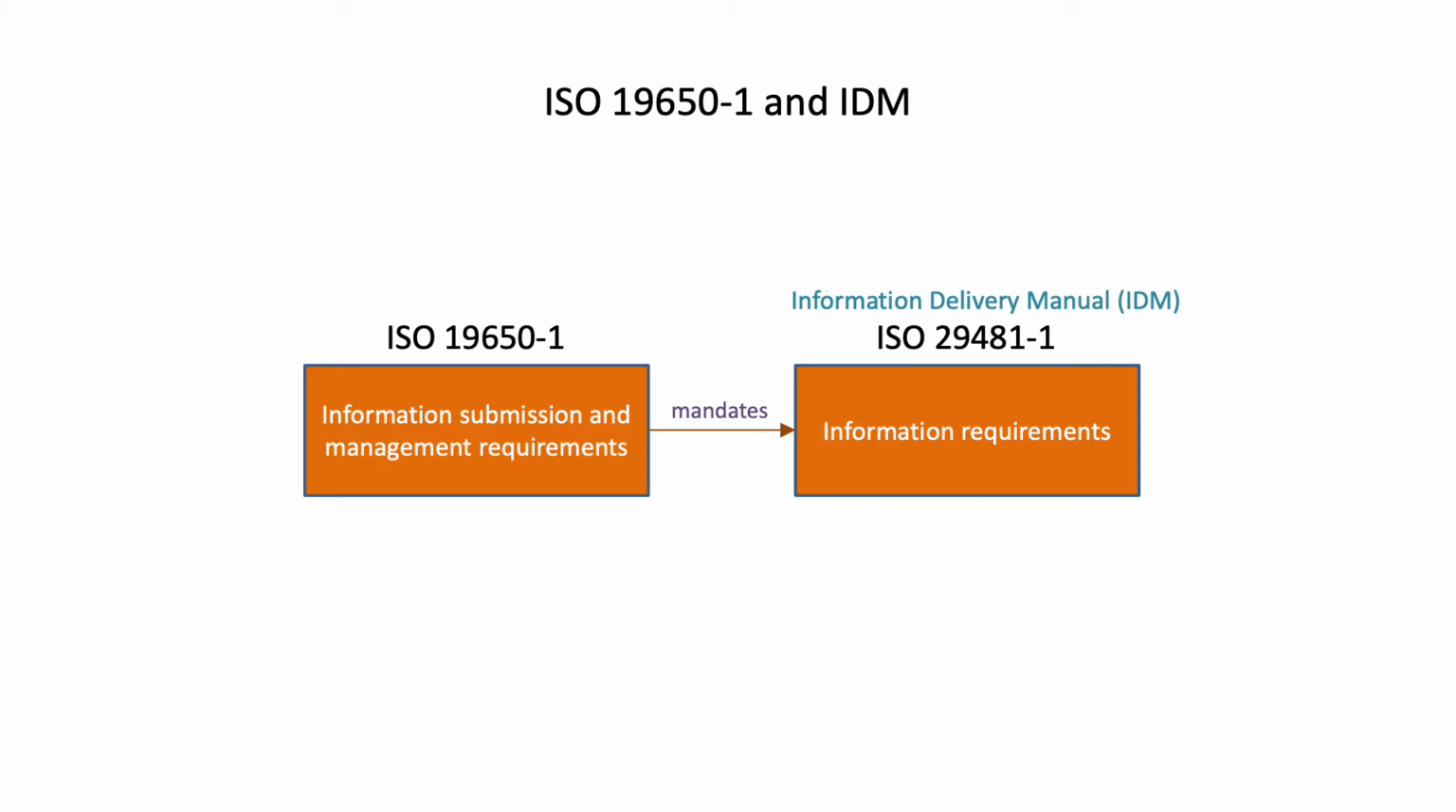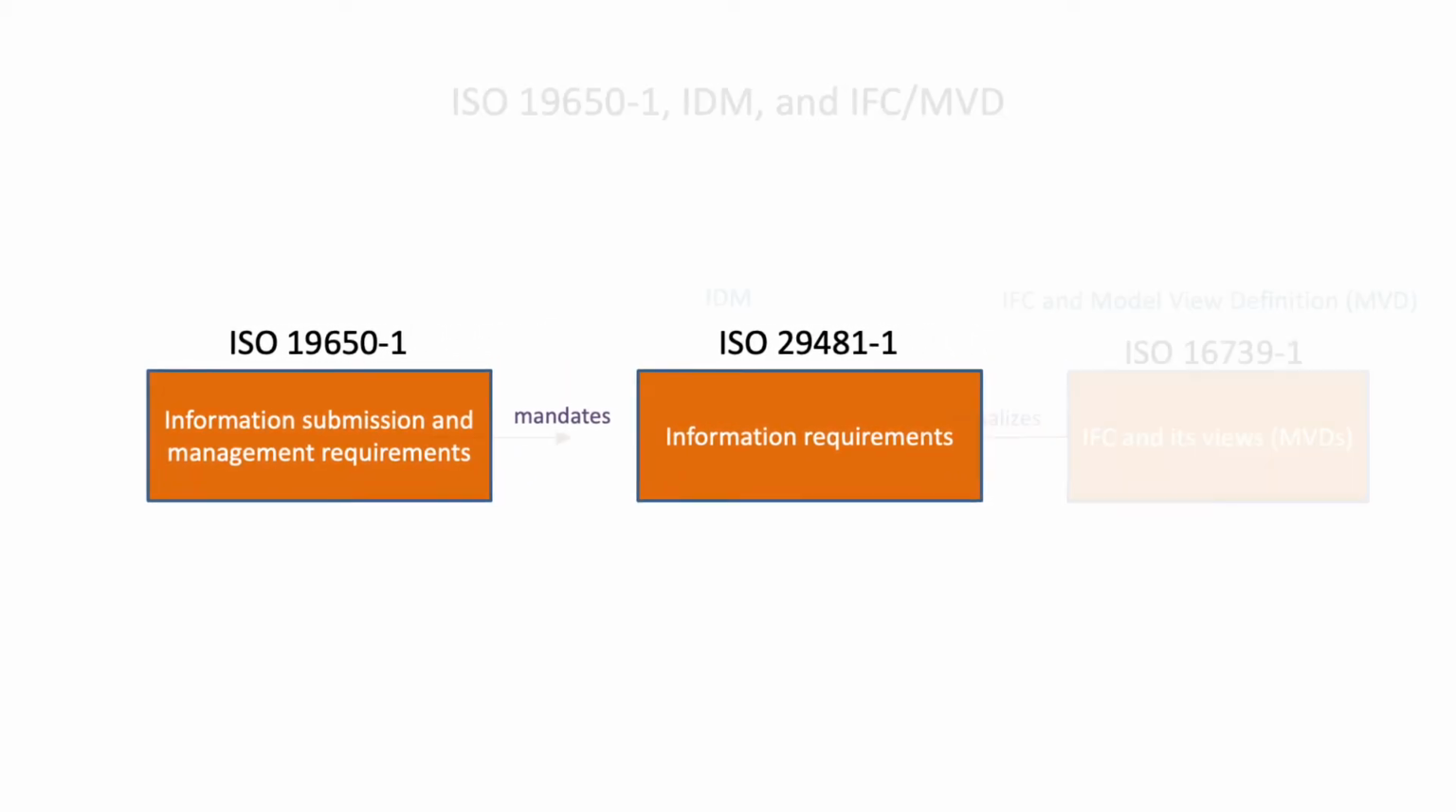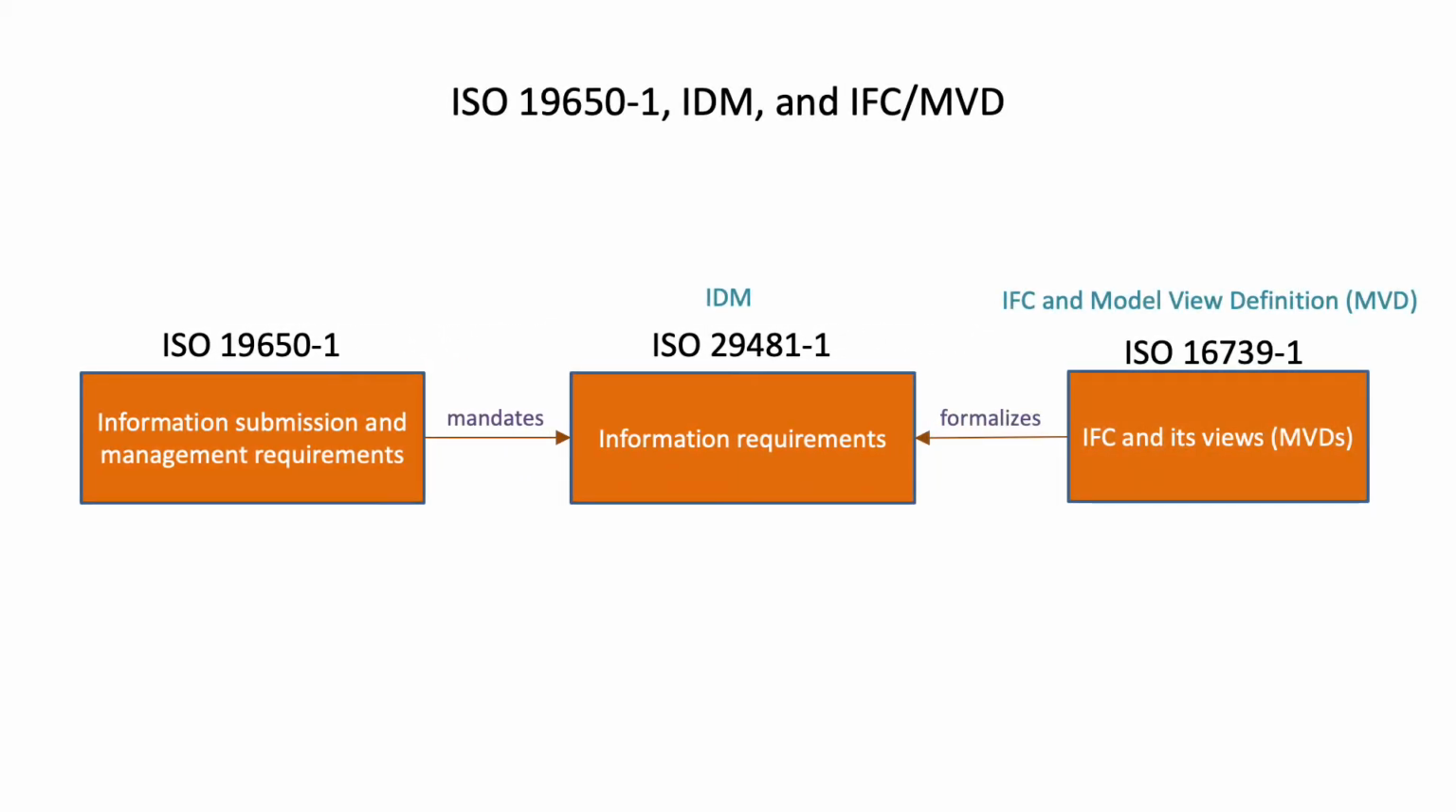So ISO 19650 Part 1 defines or requires the submission of information requirements, and ISO 29481 Part 1 specifies the specification method. So the relationship between ISO 19650 Part 1 and ISO 29481 Part 1 is complementary. However, these 2 standards are not the only ones in the loop, collaborative loop.